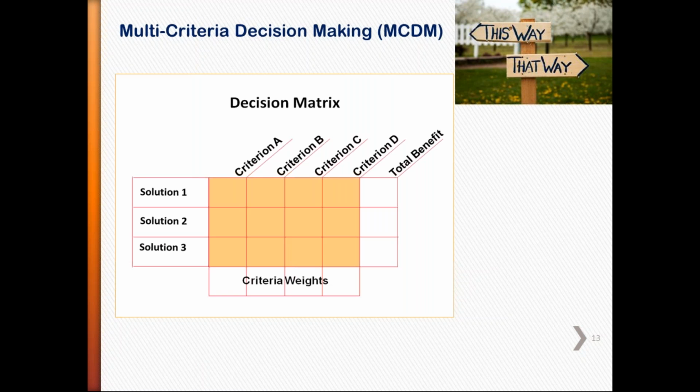Now, based on the total benefit, we can select the best solution or best alternative and rank the solutions as per their performance. That is called the ranking order of alternative solutions. And you can see criteria weights are there. Criteria weight is nothing but priority weight.